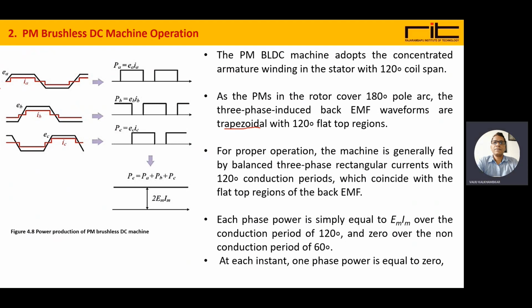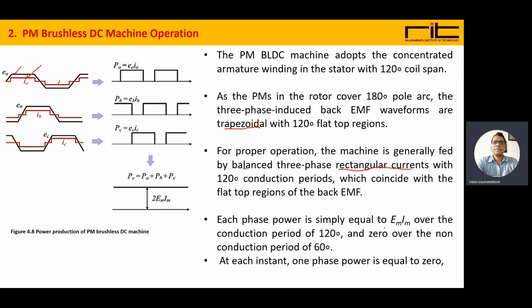So here we can see the EMF waveform, which is the trapezoidal one. And here we can see the current waveform, which is rectangular in nature. For proper operation, the machine is generally fed by balanced three-phase rectangular currents, as shown here, with 120-degree conduction periods, which coincide with the flat top regions of the back EMF.